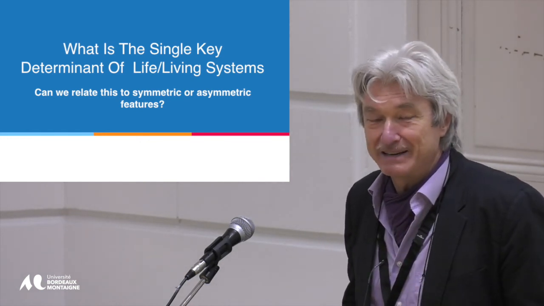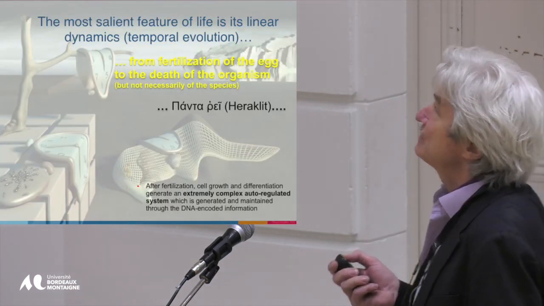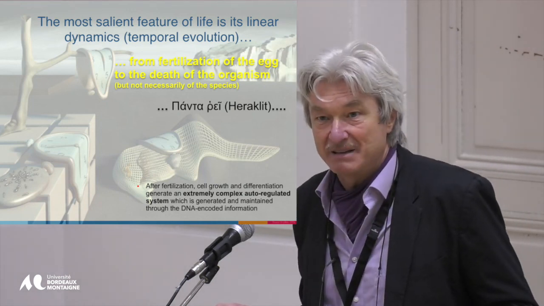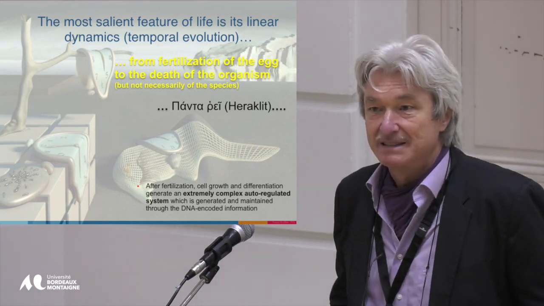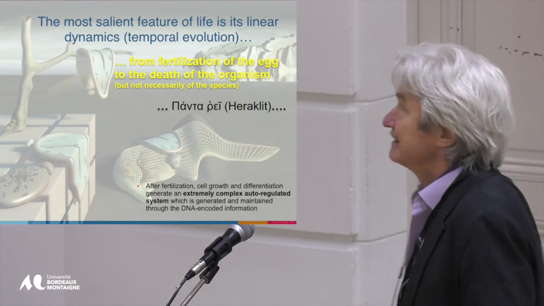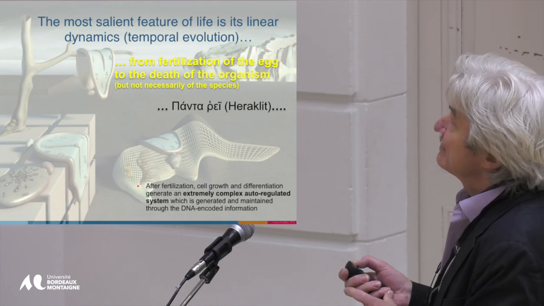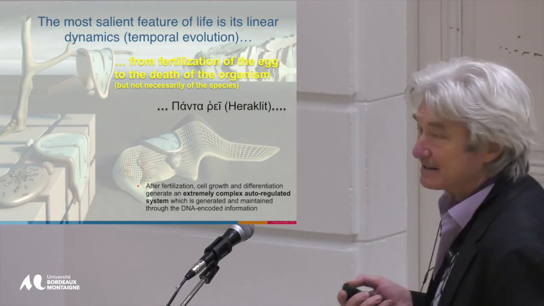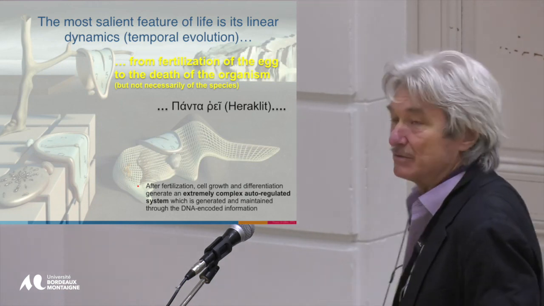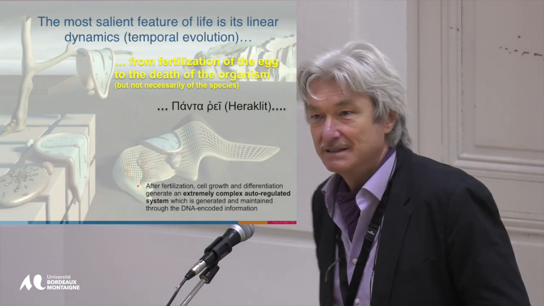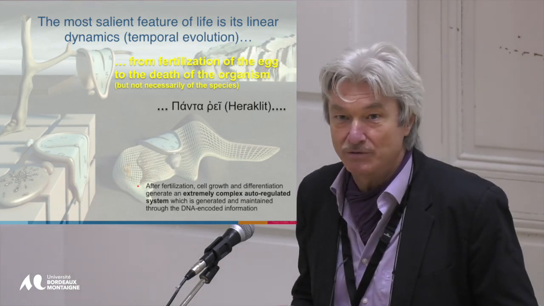And to the best of my knowledge, I found only one answer to that, and that is that the most salient feature of life is its linear dynamics. Life is a temporal evolution, it's a vector, and it has a direction, and it is inherently asymmetric. So it's from the fertilization of the egg to the death that there is a clear propagation of life. And this has been recognized by Heraclitus, who already a couple of years ago concluded that everything flows.